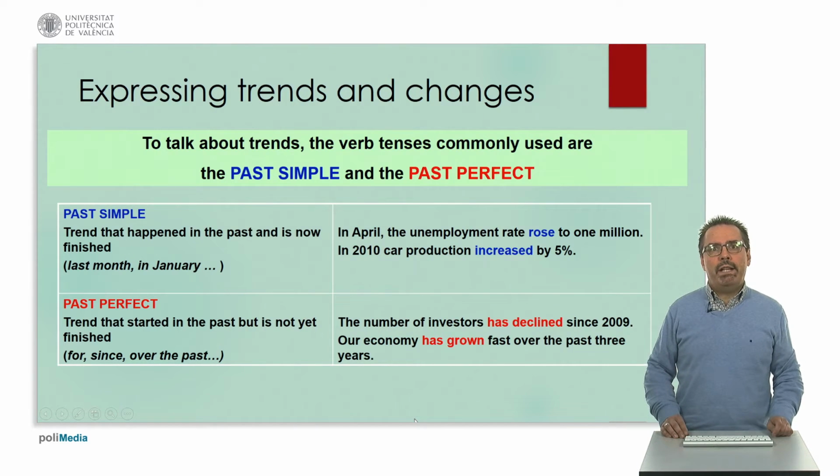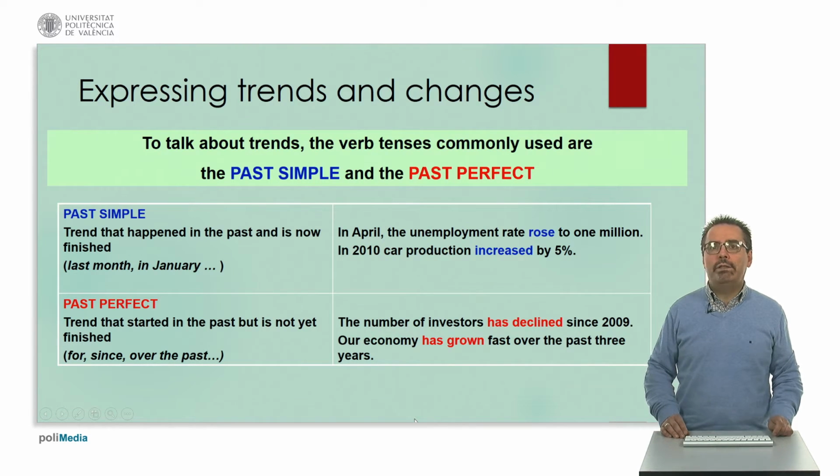Normally, to talk about trends in English, the verb tenses that are more commonly used are the past simple and the past perfect. The past simple is used when the trend happened in the past and is now finished, is over, and is normally associated with several expressions such as last month, in January, etc.